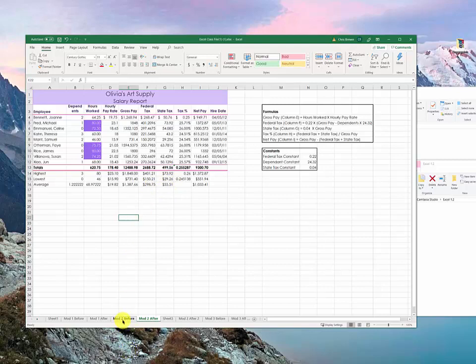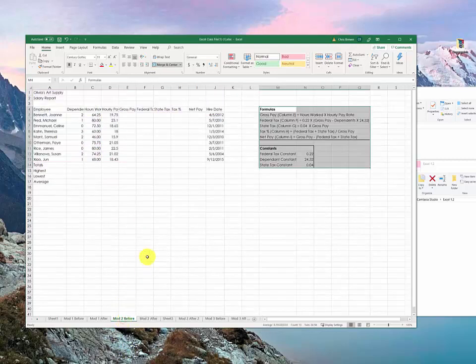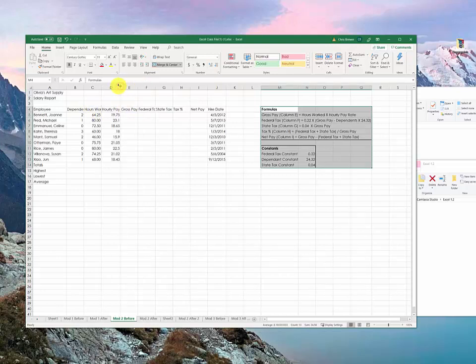So what we've got here looks like some sort of bi-weekly payroll sheet. We've got Olivia's Art Supply salary report. These are her employees, and this is going to do some stuff like figuring out taxes and those kinds of things. We know how many dependents they have, their hours worked, and what their hourly pay is.